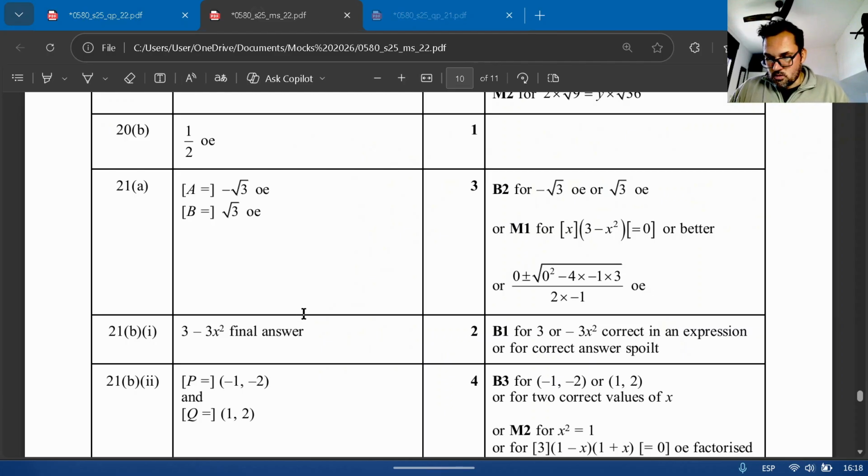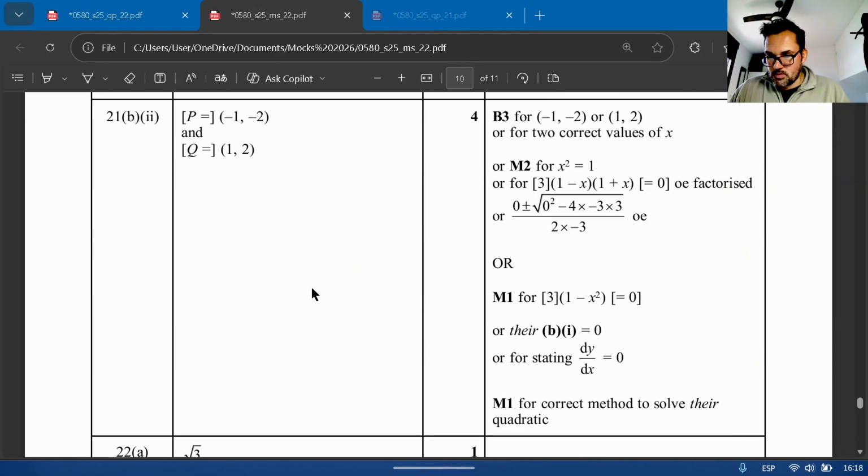Let's look at this question. There we go. Minus 1 and 2, 1 and 2. Right, we got them the wrong way around. You lose 1 mark. Again, you can use the quadratic formula. You can factorize. There are different ways of doing this.